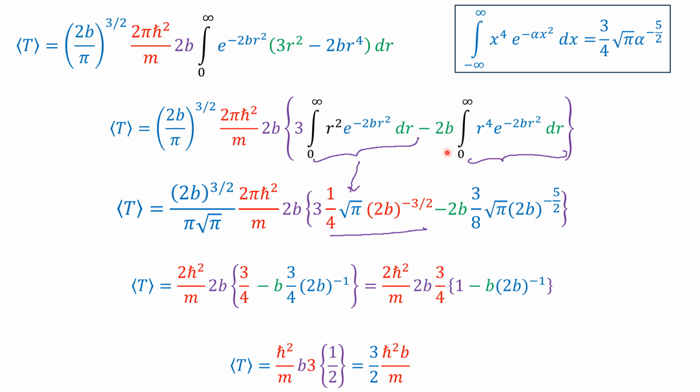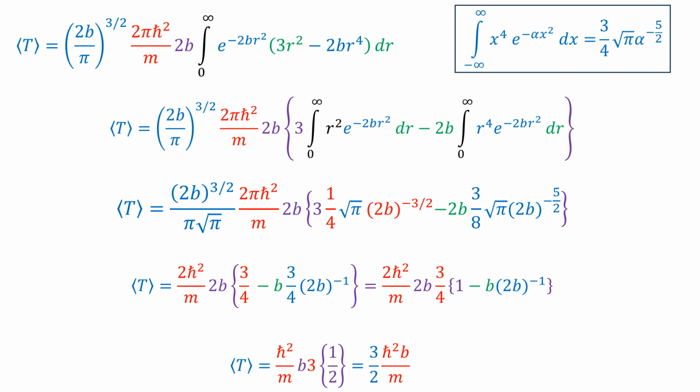Already there is 2p, here also 2p. Then here 3 by 4, that I have explained. Here the limit is 0 to infinity, so you divide by 2. So 3 by 4 divided by 2 will become 3 by 8. Then this square root of pi, then alpha is replaced by 2p, and the power is minus 5 by 2. So to avoid the confusion, I will erase all these things.